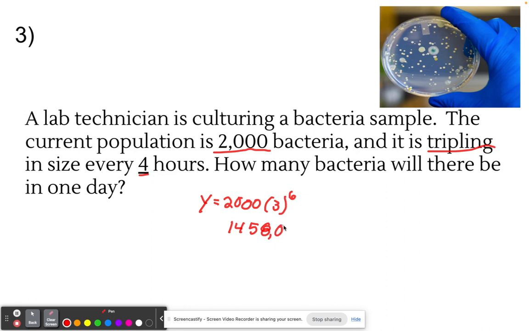1,458,000. That is huge. It grows fast when you triple. Think about that. After one 4-hour period, I'd have 6,000. After 2 4-hour periods, I would have 12,000. So it grows very fast. And 36,000. Then we're into the 100,000s. So it grows very quickly.